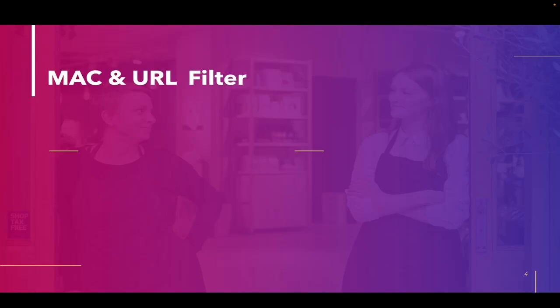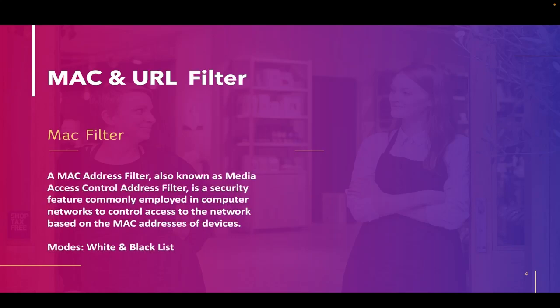So here we have MAC and URL filter, but first we will see what is MAC filter. The MAC filter, also known as the Media Access Control Address filter, is a security feature commonly employed in computer networks to control access to the network based on the MAC address of devices. With the help of MAC address filter, we can restrict or allow any device in our network to use network resources. Here we have two modes, white and blacklist, which we will discuss in the next slide.